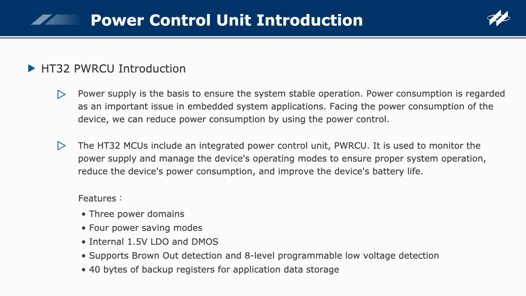Next, we will briefly introduce the features of the HT32 MCU PWRCU. The PWRCU is divided into 3 power domains, provides 4 power saving modes, and includes an integrated 1.5V LDO and depletion MOSFET. The PWRCU also supports brownout detection and 8-level programmable low voltage detection, and provides 40 bytes backup domain registers for data storage.